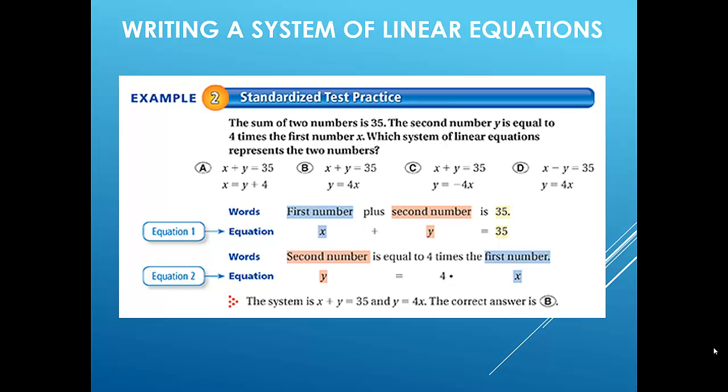So for our second equation, we have the second number is equal to 4 times the first number. In the first equation, the first number was x, so we need to use that same thing in this equation. The second number was y, so we'll use that in this equation as well. So second number would be y equals 4 times the first number, or 4x. So we have y equals 4x. Now if you look at A, B, and C, A does not have that equation, and C does not have that equation. So our answer is B. B shows us those two equations. x plus y equals 35, and y equals 4x.